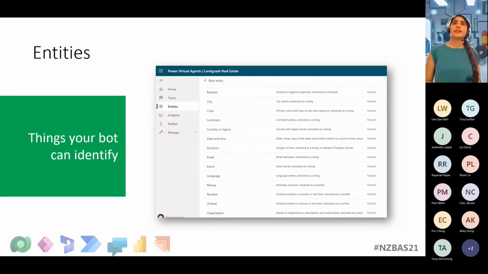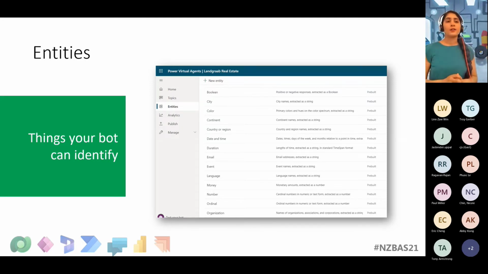Over in virtual agents, there are these pre-built entities like you can see listed here: US cities, colors, countries, time, email addresses. So, perhaps if in a conversation you're expecting your end user to tell you their email address, the bot is then able to recognize what the email address is in the message that the end user posted. You can create custom entities as well.